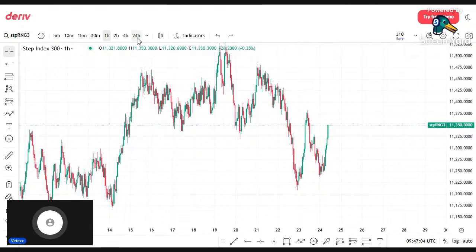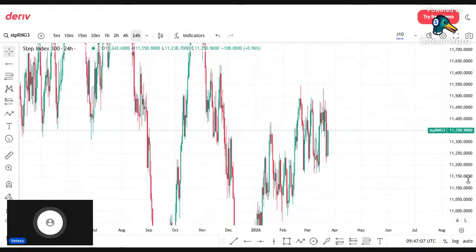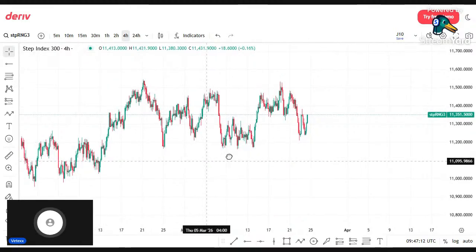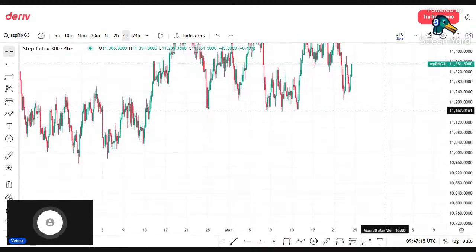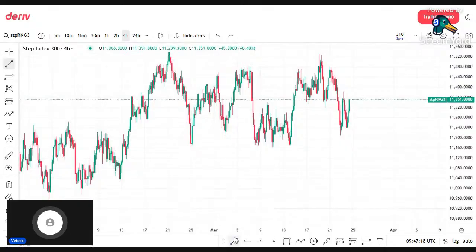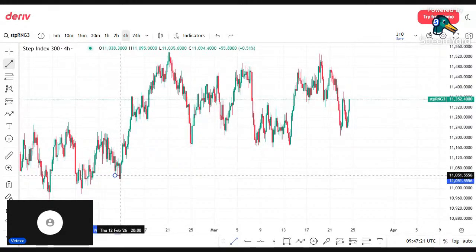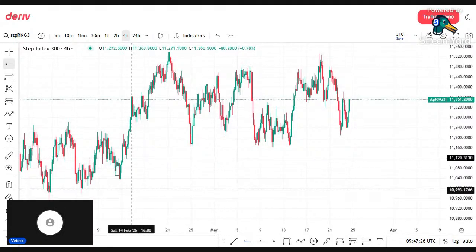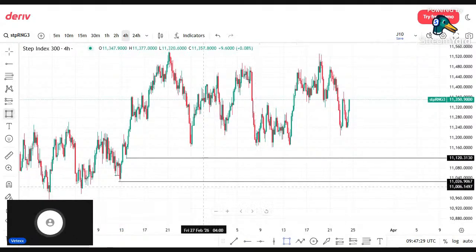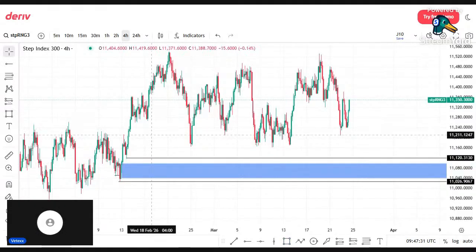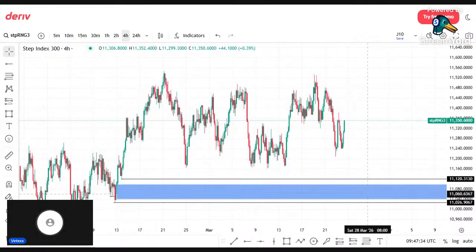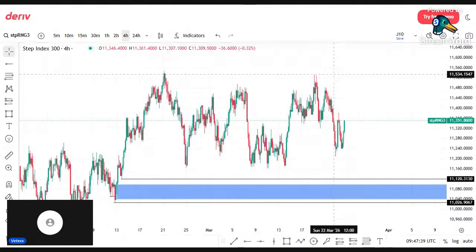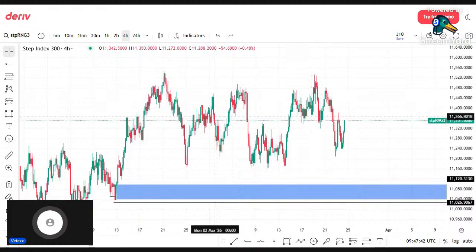Step 300 on the weekly time frame is bullish also. And on the 4 hour time frame, what do we have? We have a buy continuation here. This is our sweep of liquidity. This is our structural liquidity. This is our protected low. And this is our new point of interest. So we're anticipating price to come here, give a continuation on the 1 hour time frame and buy to the upside also. So this is all we are anticipating on Step 300.